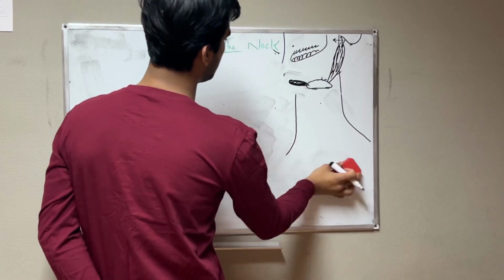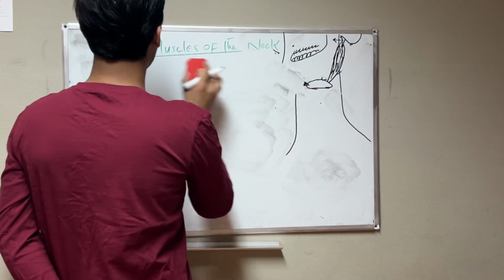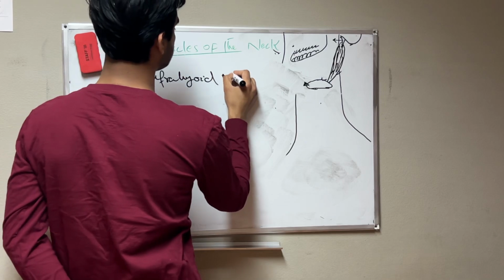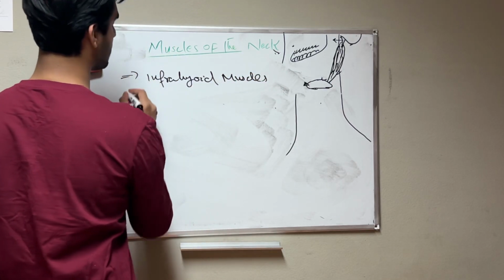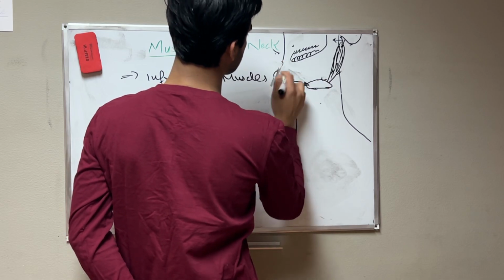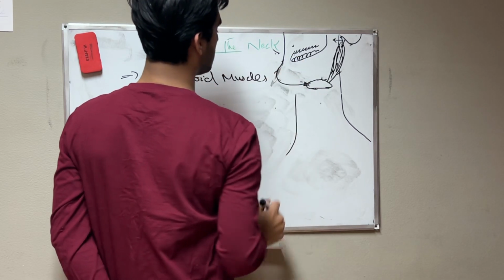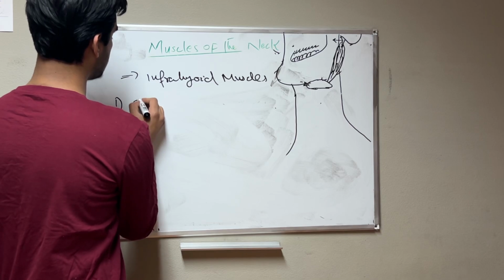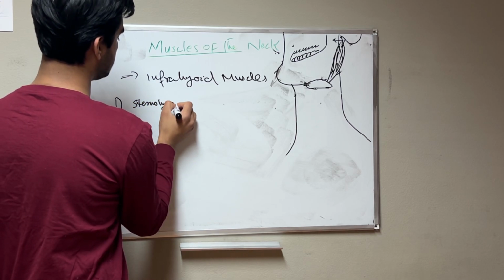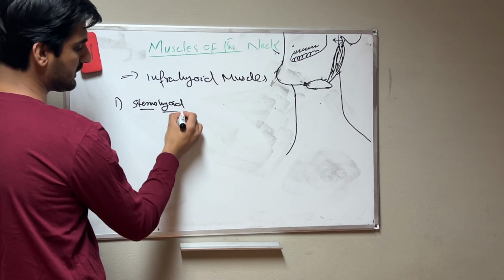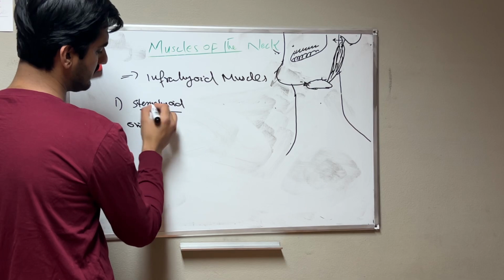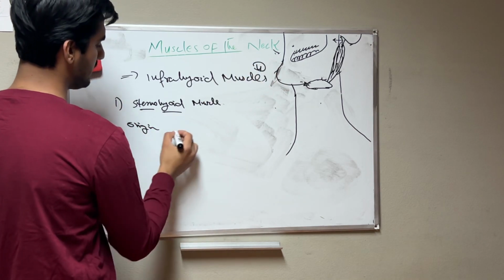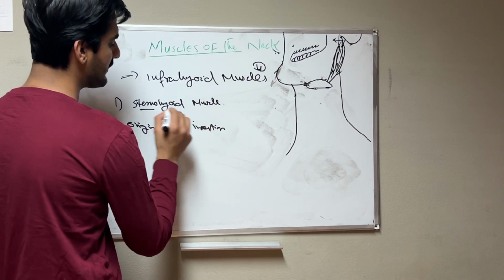Infrahyoid muscles of the neck. If you talk about the infrahyoid muscles, this is the chin, this is the neck, and here we have the muscles. The first muscle we have is the sternohyoid muscle. You know, the origin and insertion are in the name, sternohyoid muscle. We also have four muscles in the infrahyoid group. Now I will show the muscle for origin and insertion.